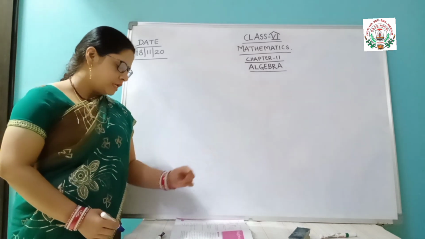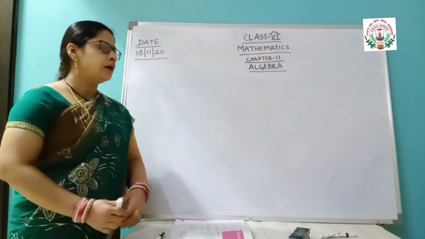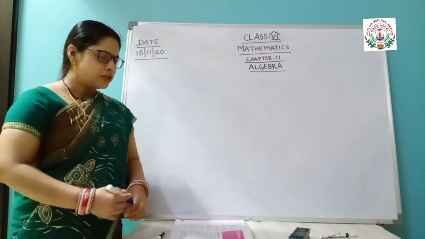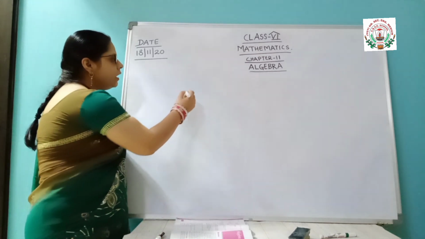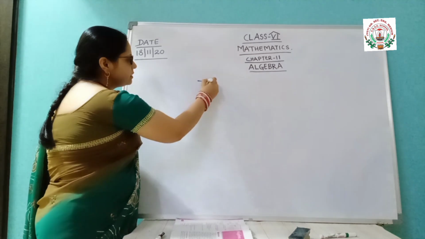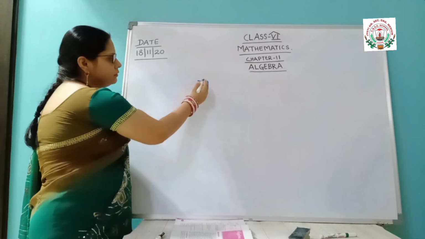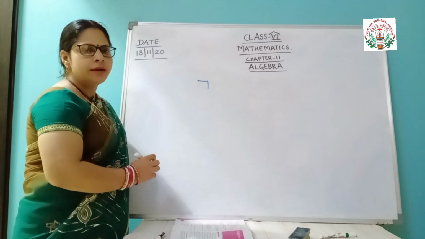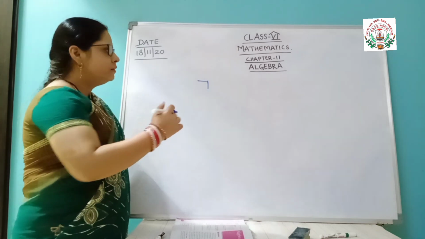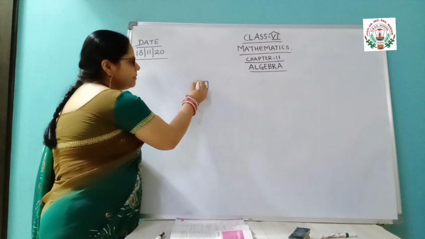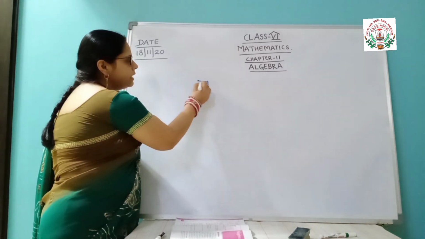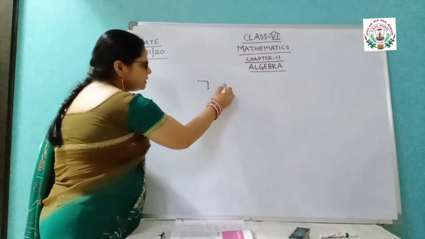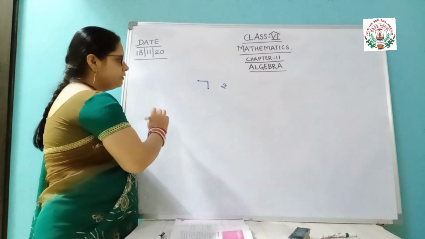Coming to algebra, in this we are going to study patterns. Suppose I want to make this kind of pattern, and suppose this pattern is made up of matchsticks. You know what a matchstick is. Two matchsticks are combined to make this pattern, so two matchsticks are required to make this one figure.